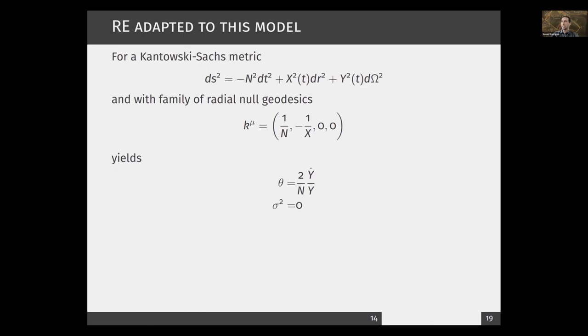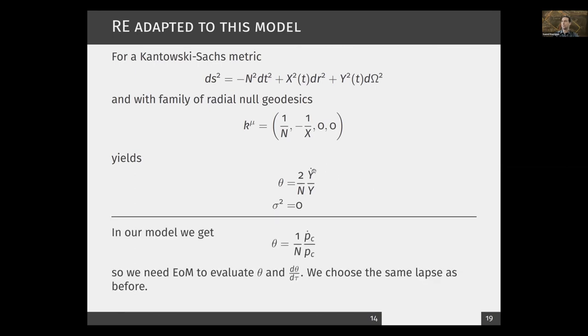And then if you find the null expansion corresponding to this family of null radial geodesics, you see that sigma squared goes to zero and theta becomes this form. You need the equations of motion to find theta at the end, because you have this y dot here. In our case, it's pc dot. So this is the form of the null expansion in our case. You can also go ahead and take the derivative of this with respect to proper time and find the full Raychaudhuri equation.